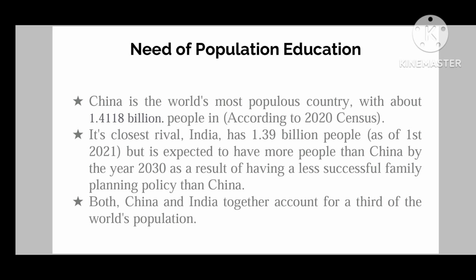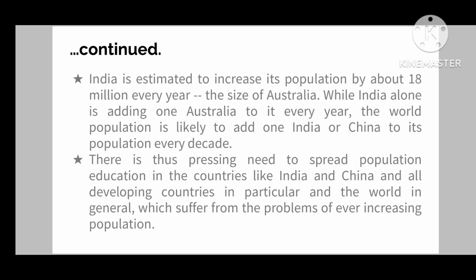China is the world's most populous country with about 1.4 billion people according to the 2020 census. Its closest rival India has 1.39 billion people as of 1st July 2021, but is expected to have more people than China by the year 2030 as a result of having a less successful family planning policy than China. Both China and India together account for a third of the world's population. India is estimated to increase its population by about 18 million every year, the size of Australia, so India alone is adding 1 Australia to it every year.